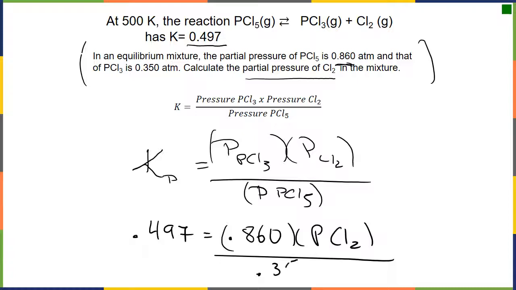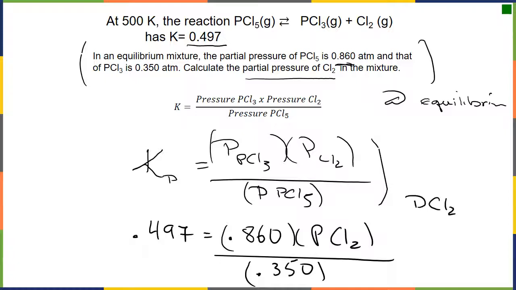And because these are all at equilibrium, and that is very important, we can simply plug our numbers into our expression. Remember, this is our expression for K, and we can solve for the pressure of chlorine. When we do that, we find that the pressure of chlorine is 1.22. Our units for pressure in equilibrium are always going to be atmospheres.